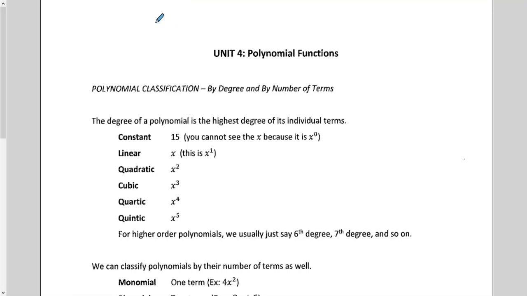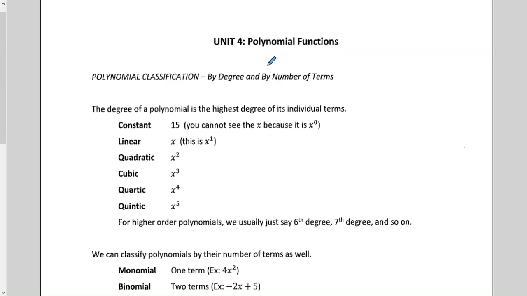So this is Unit 4, and we're going to talk about polynomial functions. Polynomials are when you have more than one term. And remember, a term is anything that is separated by an addition sign or a subtraction sign. And you should see variables, numbers, exponents, and things like that.